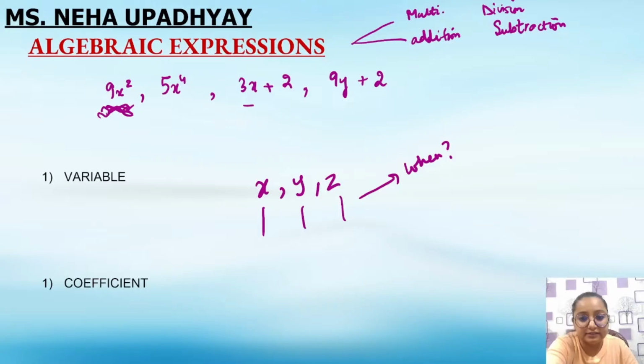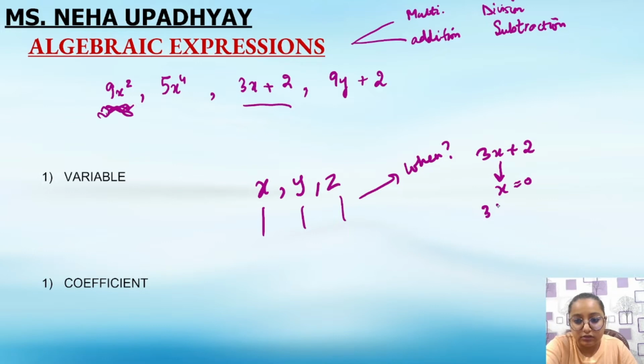If I consider this expression 3x plus 2, in this expression, what is our variable? X is our variable. And why is x a variable? Because we can give the value of x anything. If I put x equal to 0, then what will be the expression? 3 into 0 plus 2, which implies 0 plus 2, which implies 2. Then I can give x the value 1 also.